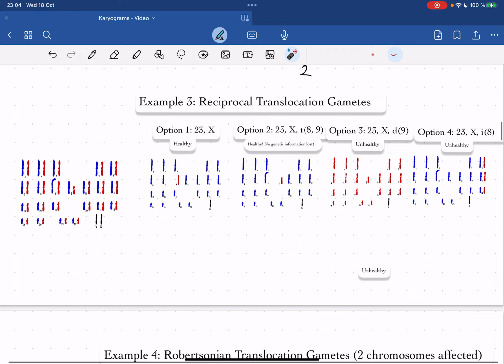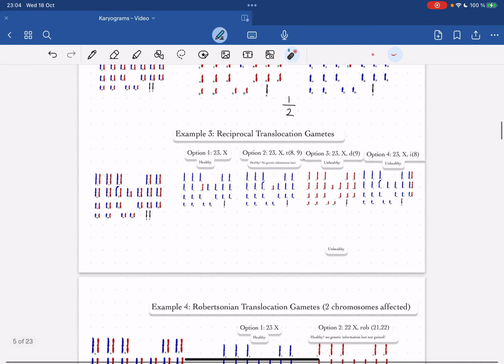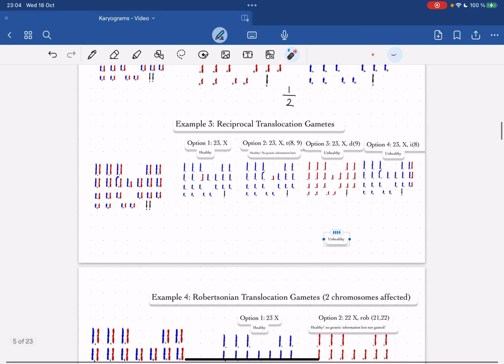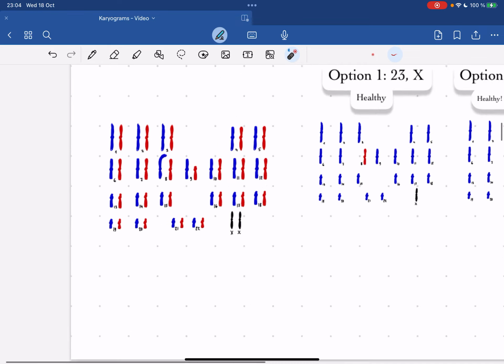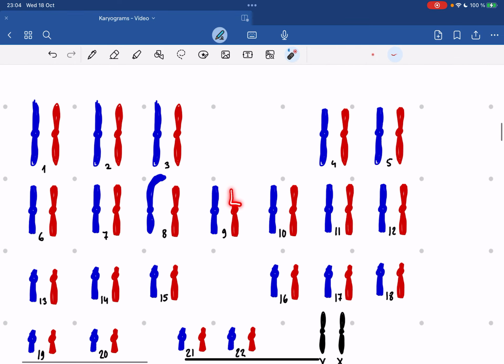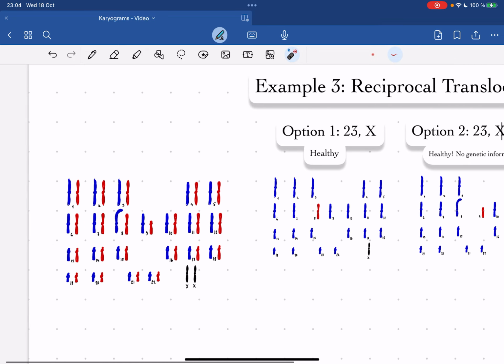For reciprocal translocation, this one has 4 options in total, and I will explain why, okay? Let me just delete this thing right here. So right here, reciprocal translocation means that we've taken a piece from one chromosome and put it upon another chromosome. In this case, it would be 8 and 9 that are affected.